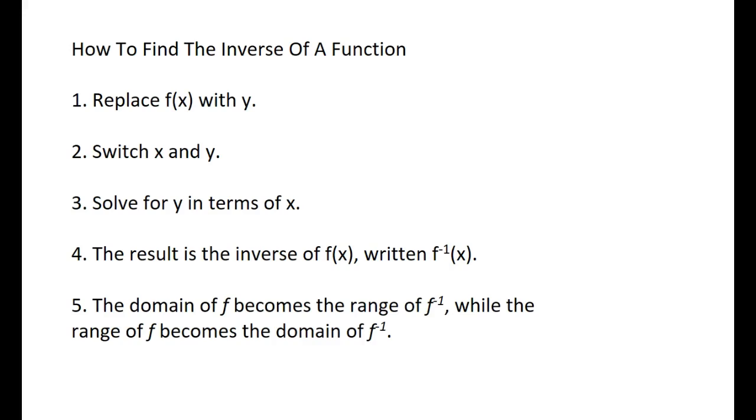Now that can get kind of complicated trying to figure out the reverse order of the opposite operations. So here's what we do to find the inverse of a function. 5 steps. You replace f of x with y. Then you switch x and y, so everywhere there's an x, you're going to put a y in its place. Then you solve for y in terms of x. And the answer is going to be your inverse of f.